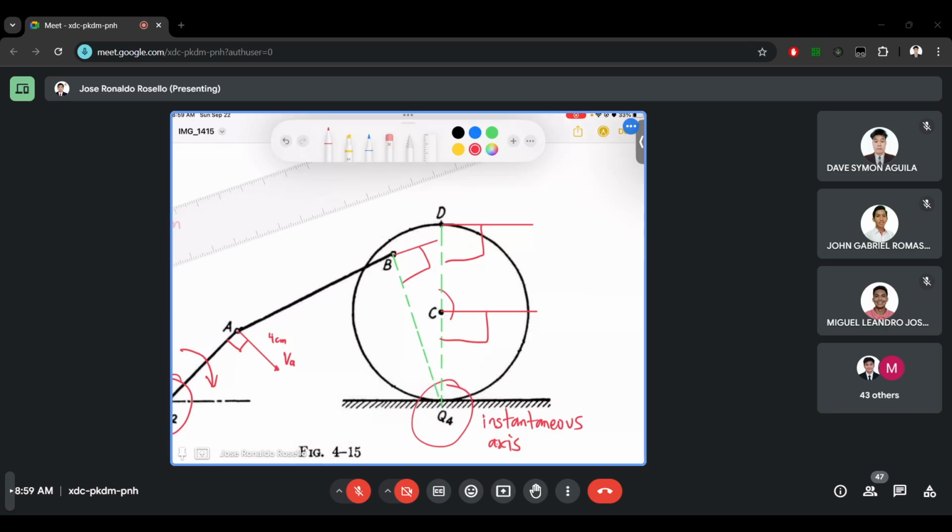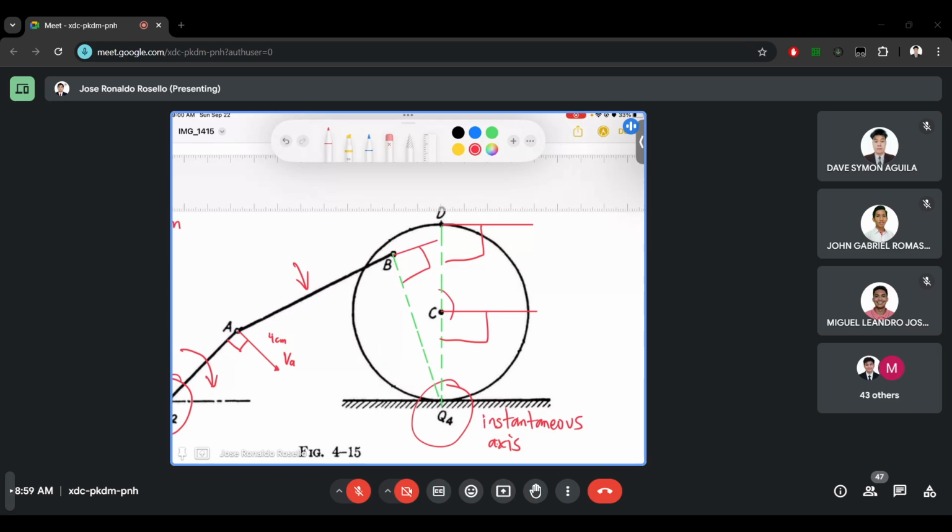So now that we have these directions of B, C, and D, how do we determine the velocities of B, C, and D? A has already been determined using computation, but for B, C, and D, what is the reference? We just know that the instantaneous axis of B, C, and D is at Q4, but how do we use this information? A and B are on the same link. So this is the link of A and B.